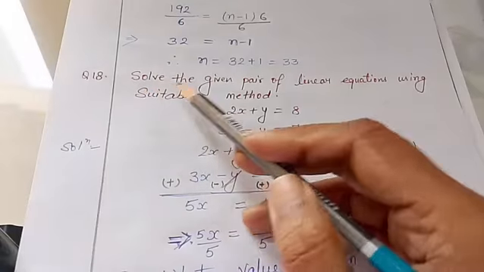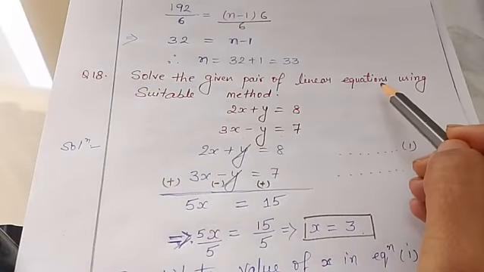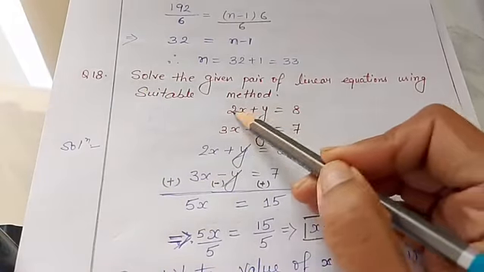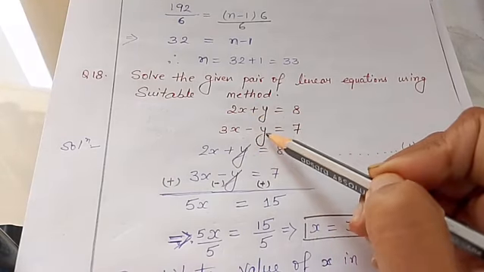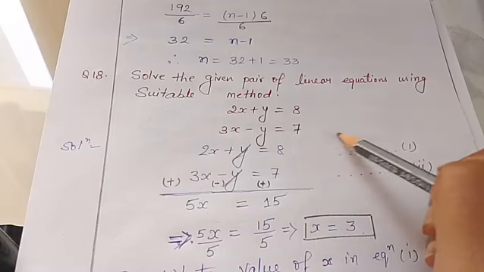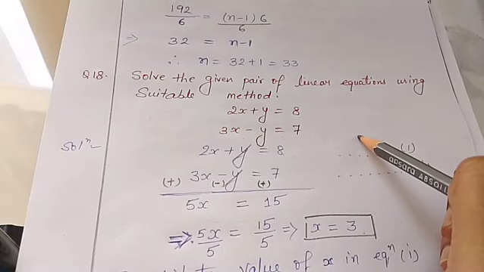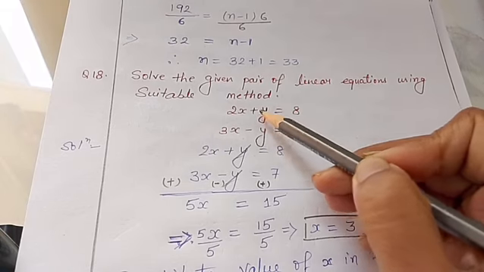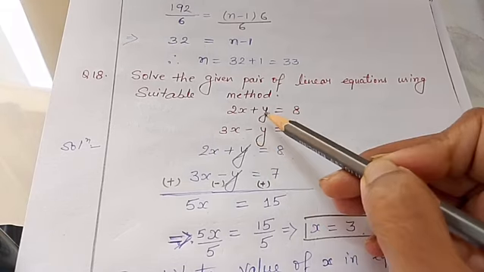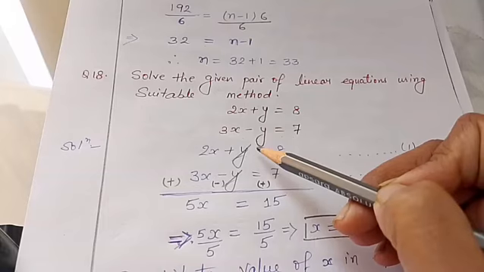Question number 18. Solve the given pair of linear equations using a suitable method. 2x plus y is equal to 8, equation number 1. 3x minus y is equal to 7, equation number 2. Here the coefficients of y are plus 1 and minus 1, so the elimination method is most suitable.